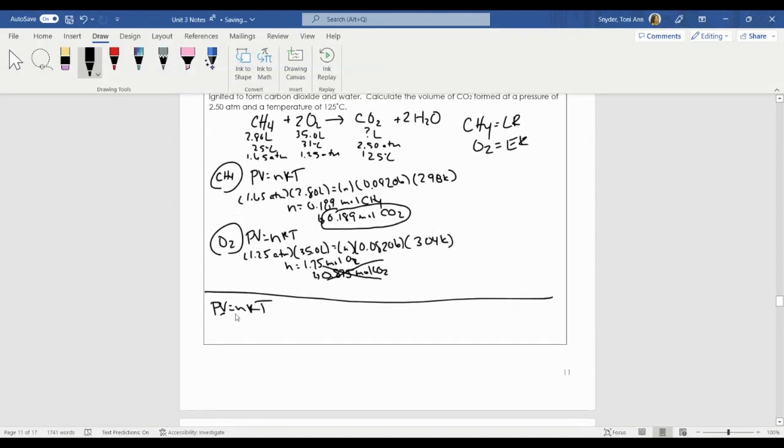I know that I want this final product to have a pressure of 2.50 atmospheres. I'm going to solve for V because I want to know what the volume is. I'm producing, based on that limiting and excess reagent problem, 0.189 moles of CO2, R, and T would be 398 Kelvin. You would have a final answer of 2.47 liters.